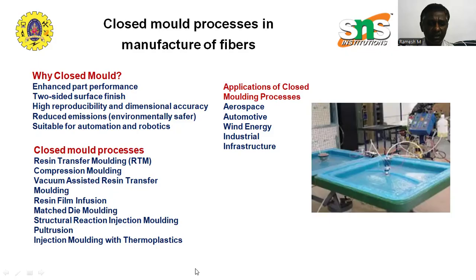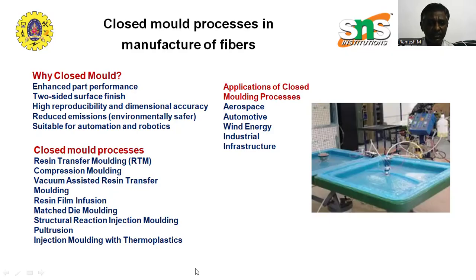What are the key closed mold processes? The processes involved in closed molding are: resin transfer molding, called RTM, compression molding, vacuum assisted resin transfer molding, resin film infusion, matched die molding, structural reaction injection molding, pultrusion, which technically is continuous but a closed mold one, and then injection molding with thermoplastics. These are the closed mold processes.